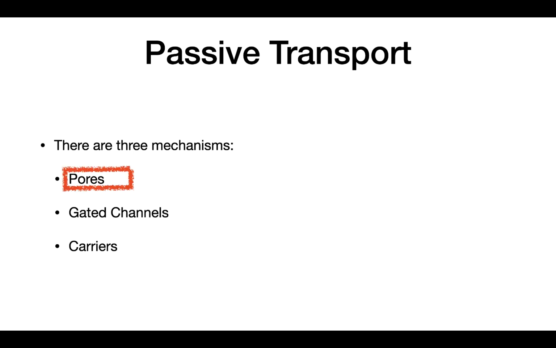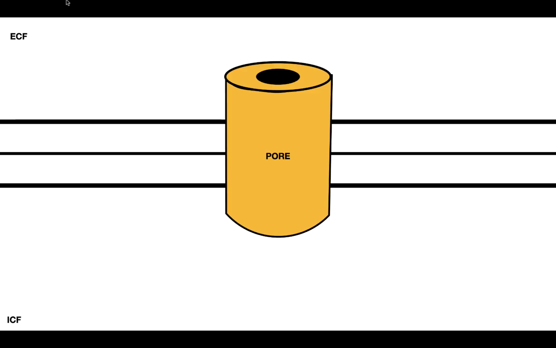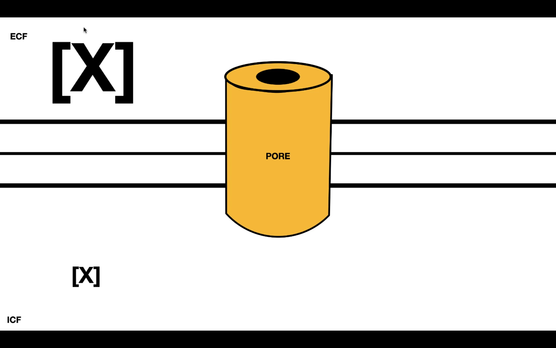Let's start off with pores. Let's just say we have a cell. And remember that we have two compartments of fluid. The first is the intracellular fluid, which is the fluid inside the cell. And the second is the extracellular fluid, or the fluid outside the cell. Now let's just say we have a certain molecule X, and the concentration of X outside the cell is greater than the concentration of X inside the cell.